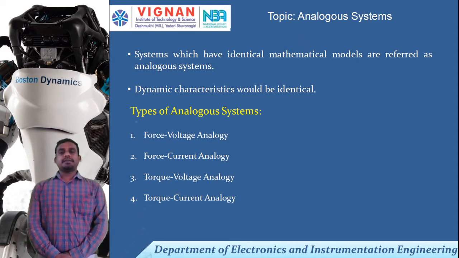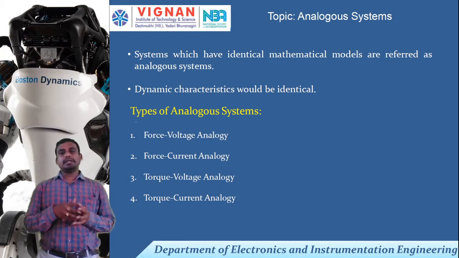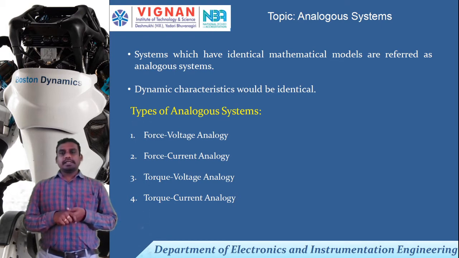In previous class we have discussed what is mathematical model and how to get a mathematical modeling for mechanical rotational system. We have discussed different elements that are in mechanical rotational system and how to replicate the mechanical system in terms of a mathematical expression in transfer function and differential equation. So in this class we are going to discuss analogous system.